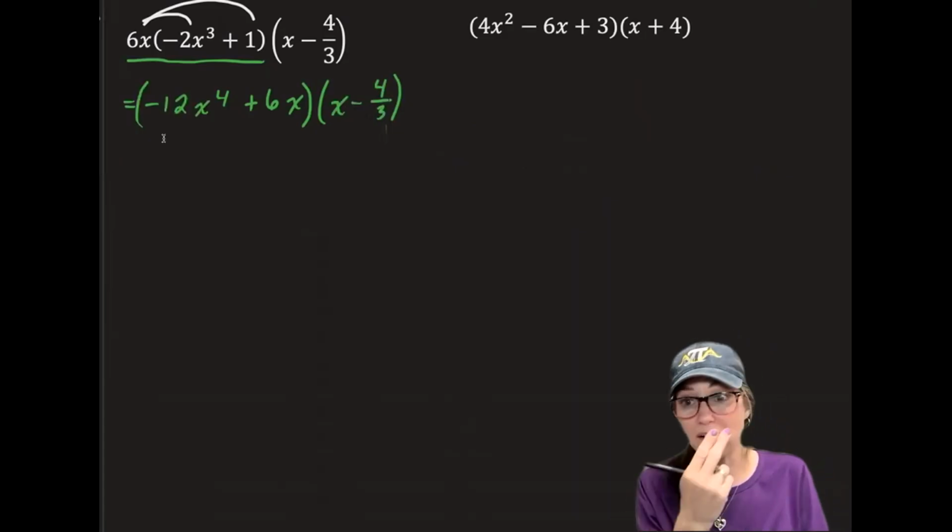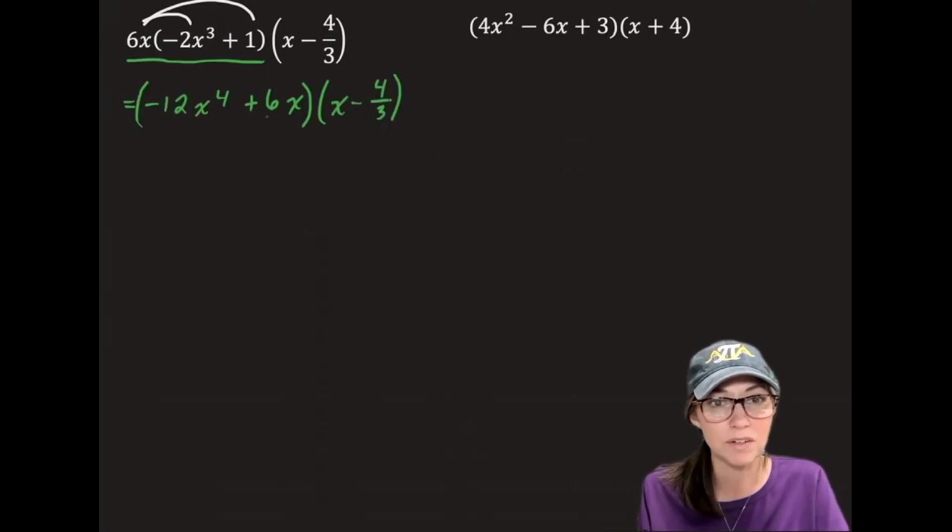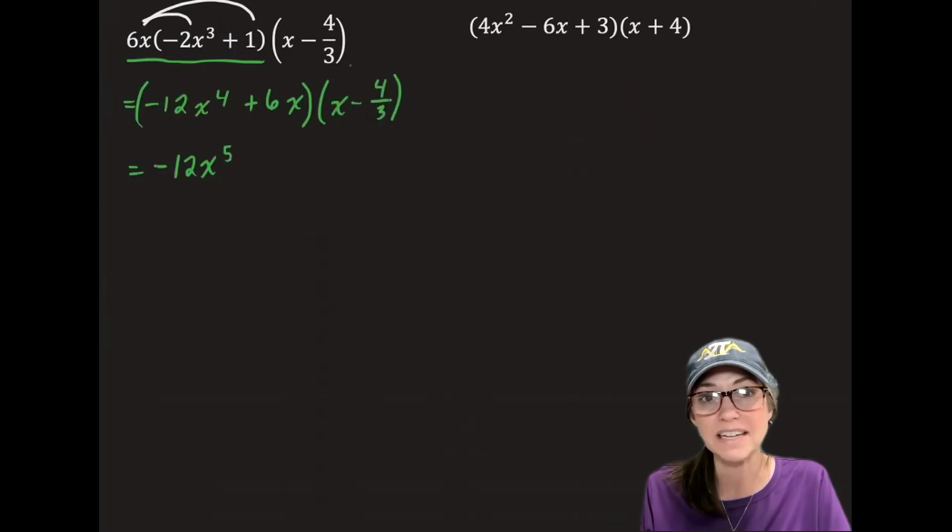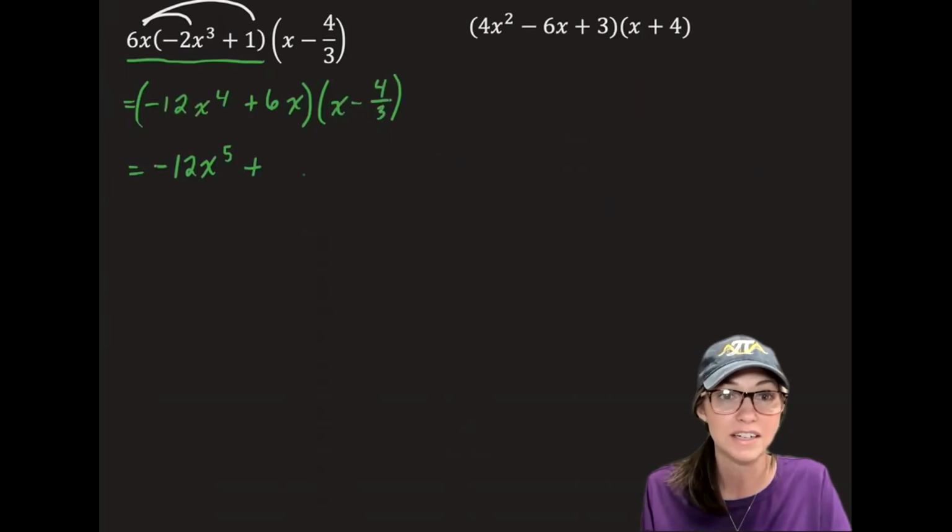Okay, well now we do have a binomial and a binomial, right? We have 2 terms, 2 terms. So we'll FOIL this out, starting with negative 12x to the fourth times this x makes negative 12x to the fifth. Negative 12x to the fourth times negative 4/3 for the outside term. Negative times negative makes positive 12 times 4. Actually, well, let's do 12 divided by that 3, right? Because 12 divided by 3 is 4 times that 4. So positive 16x to the fourth.